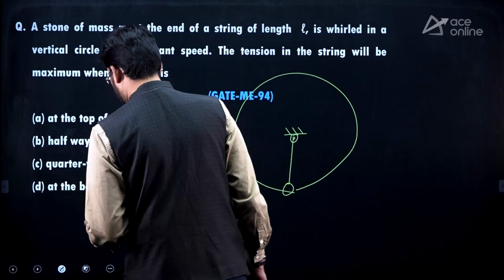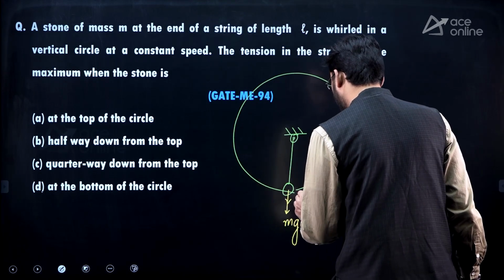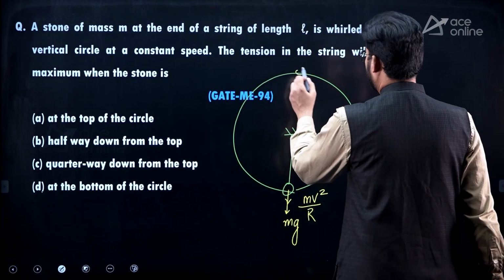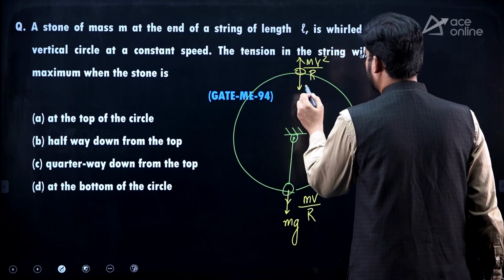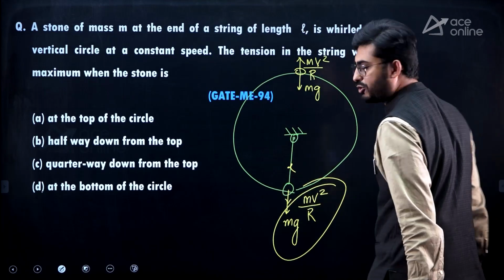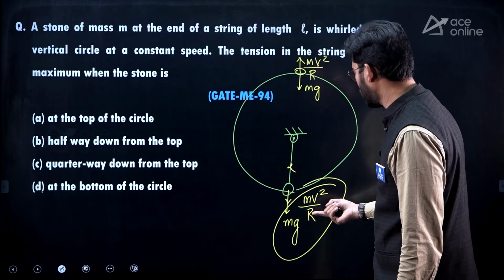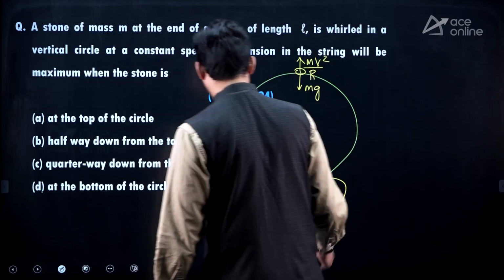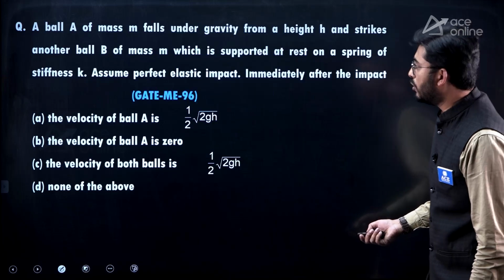So here the weight will be there, mg, and due to rotation there will be mv square by r. So at the top, mg and mv square by r will be opposing each other. So at the bottom the tension is going to be the summation of these two forces, that is the weight of the stone along with the centrifugal force. So at the bottom of the circle, option D is the answer for this case. Okay, moving to next question.